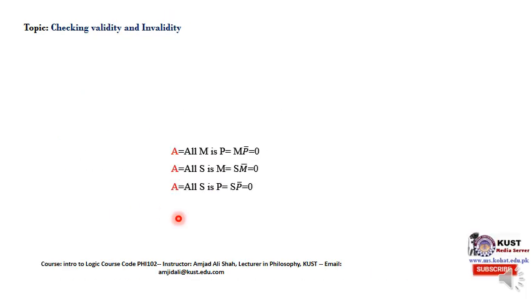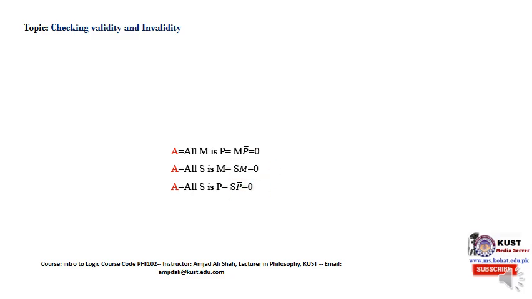Now how to check its validity? We get this type of result: all M is P, MP bar is equal to 0, all S is M, SM bar is equal to 0, all S is P, SP bar is equal to 0. So actually that syllogism which was in ordinary language, in English, is now converted into a symbolic form.